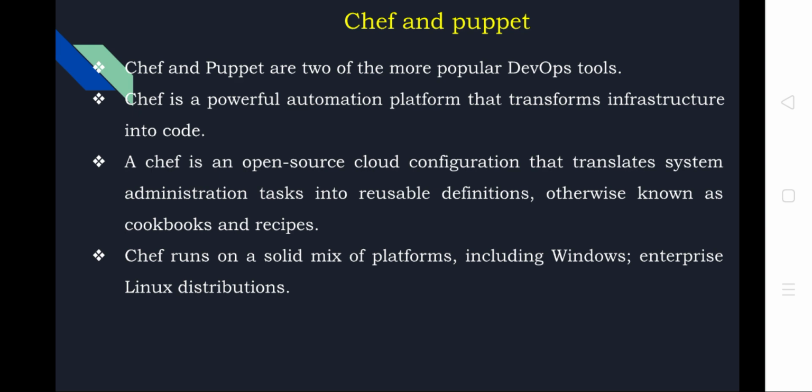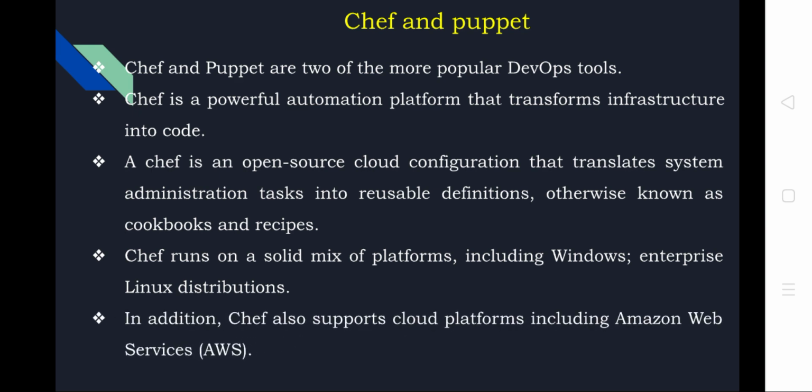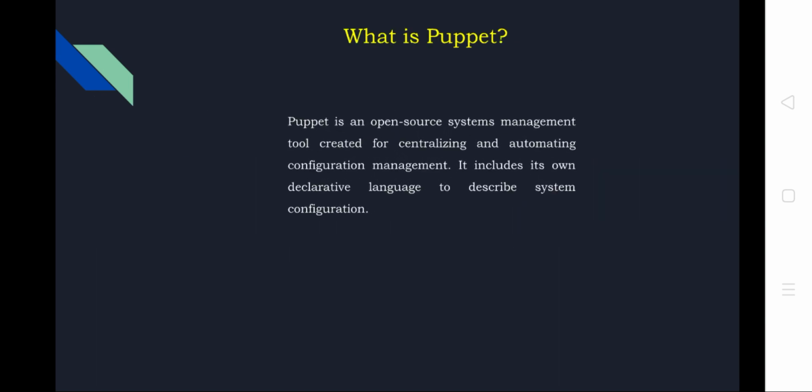That means it can run on any type of platform, like Windows and Enterprise Linux distributions. In addition, Chef also supports cloud platforms including AWS, which is Amazon Web Services. Let us see now what Puppet is.